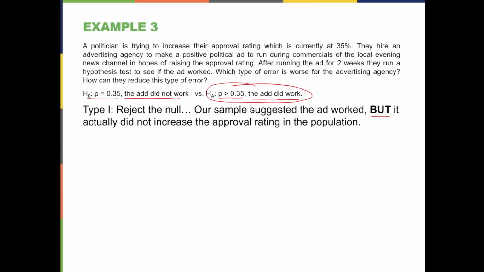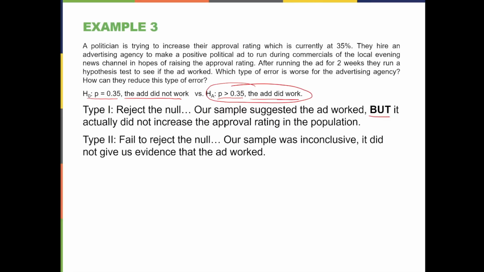A type 2 error means that we failed to reject the null hypothesis, but we should have actually rejected it. That means our sample was inconclusive. It did not give us evidence that the ad worked. So we are failing to reject the null hypothesis. We think the ad did not work.